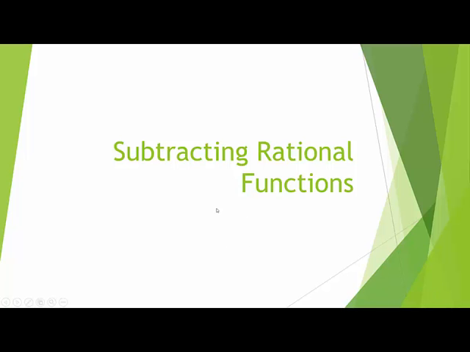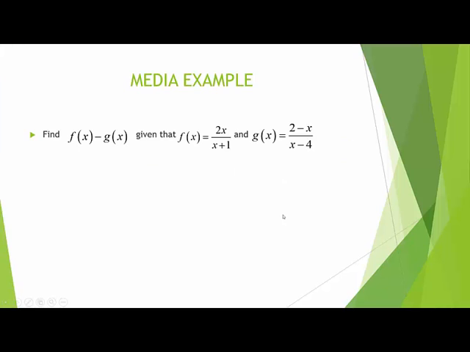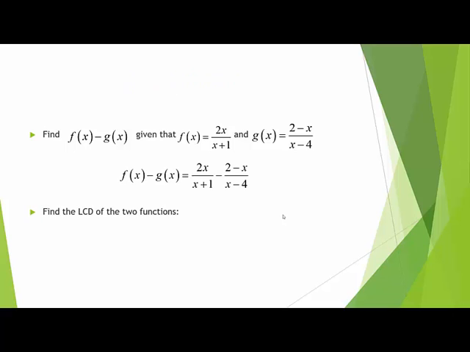So today we want to subtract two rational functions. Find f of x minus g of x given f of x is equal to 2x divided by x plus 1 and g of x equals 2 minus x divided by x minus 4. The first step is to subtract the two functions. So f of x minus g of x equals 2x divided by x plus 1 minus 2 minus x divided by x minus 4.